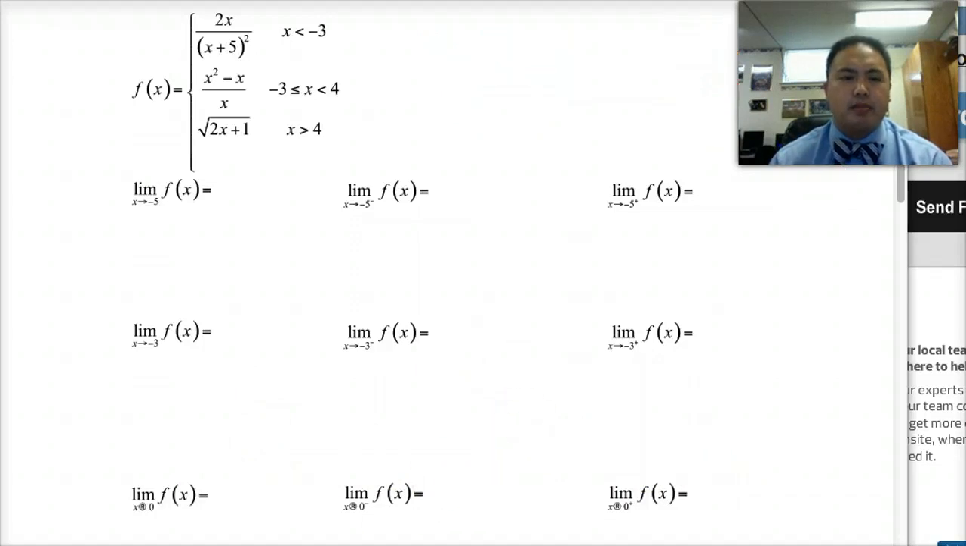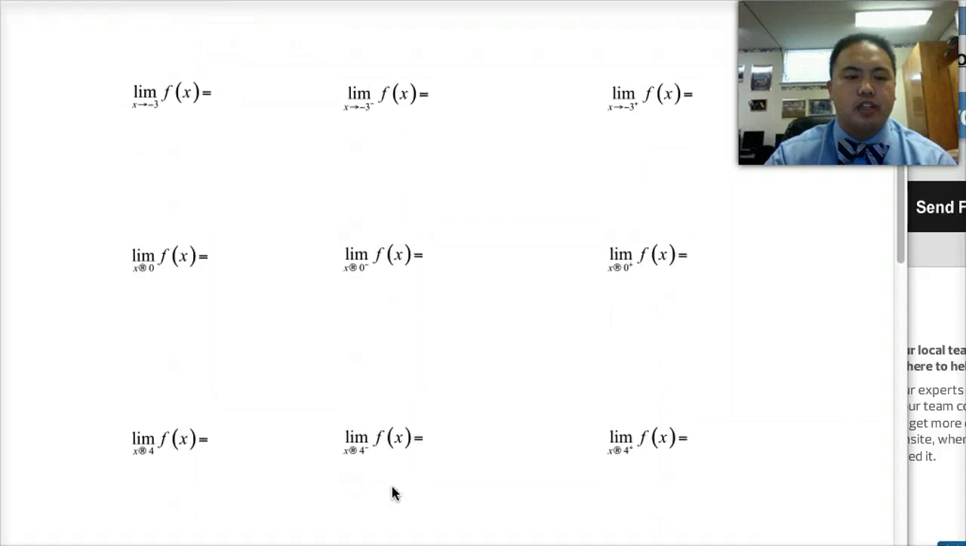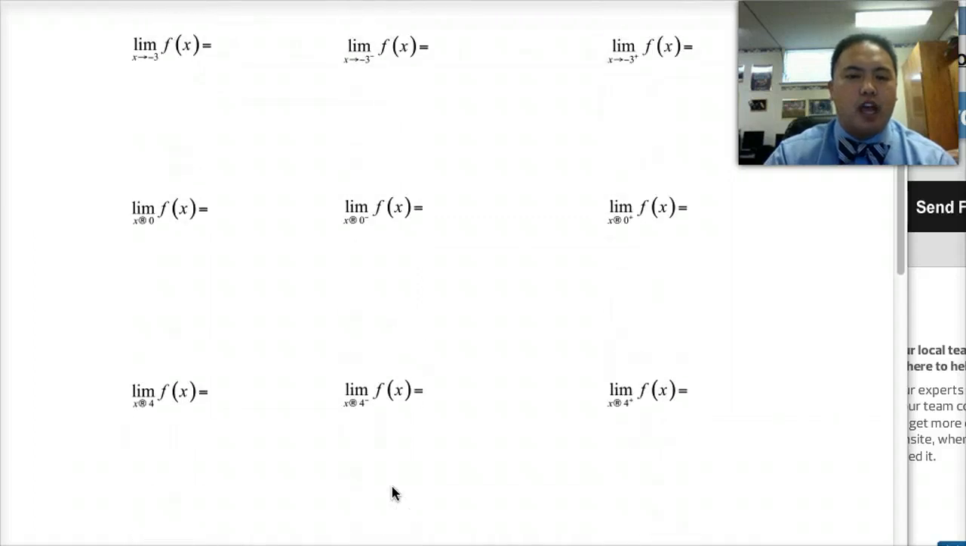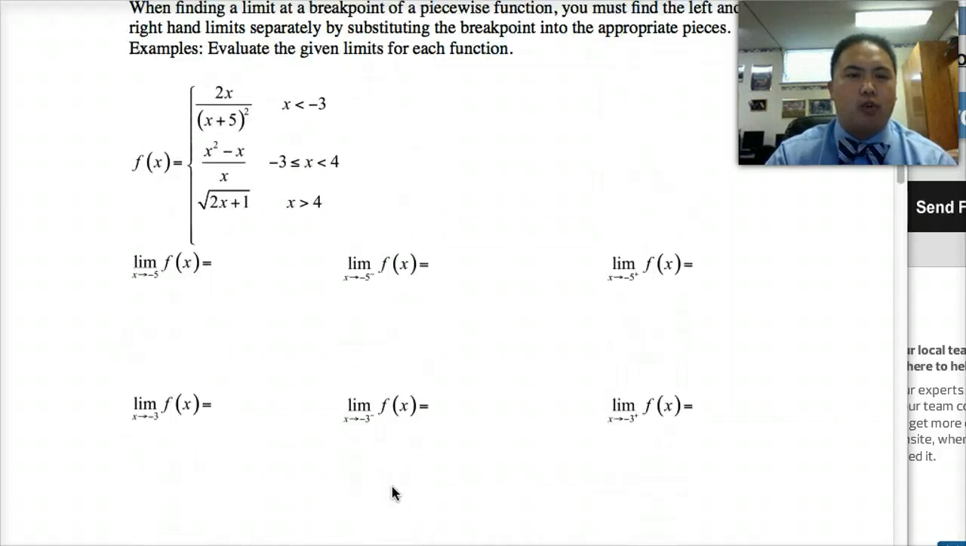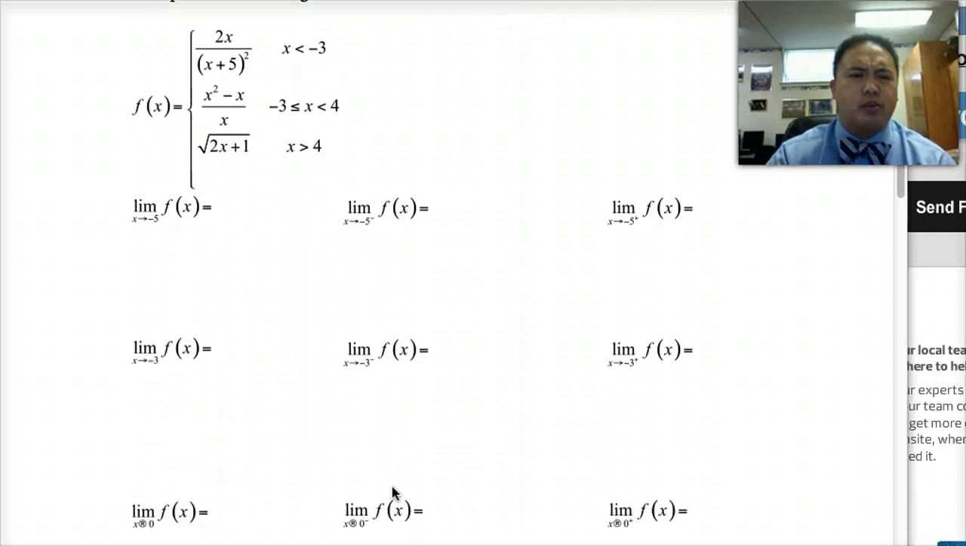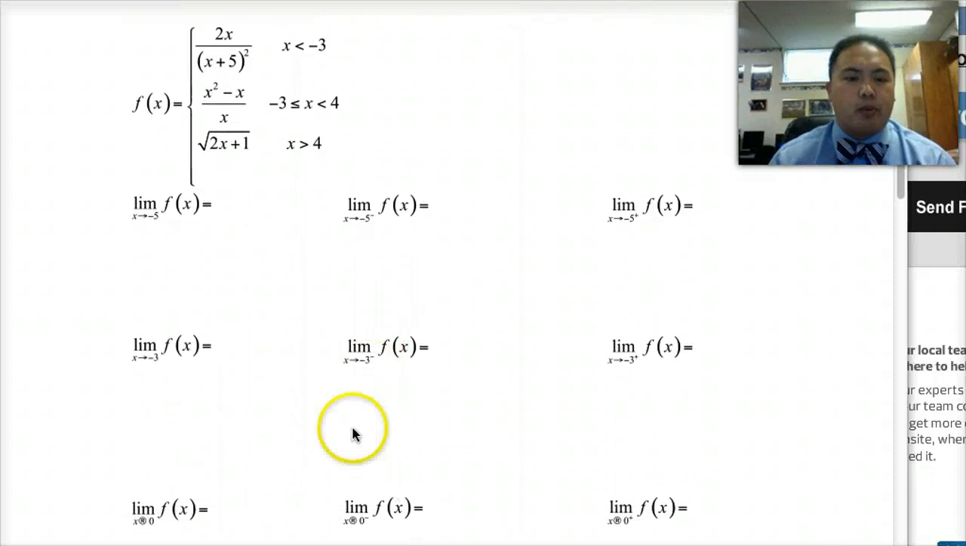So now let's try a little bit more examples. Let's look at 2 more. How about 4? Is 4 a breakpoint? Yeah, 4 is a breakpoint. So if 4 is a breakpoint, that means I have to try from the left and the right. This one represents 4 minus. So all I'm going to do is plug in 4.